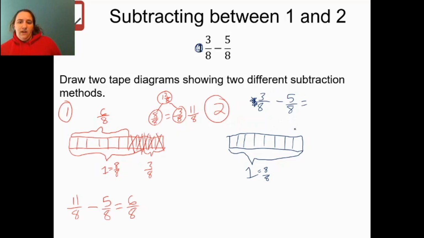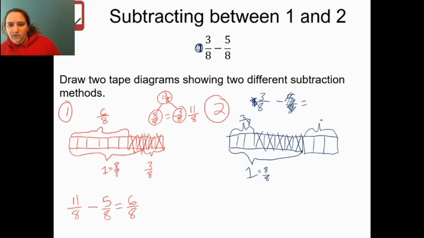Now I need to take away 5/8. So I'm going to scratch out 5/8. 1, 2, 3, 4, 5/8. All right, so I have 3 left over right here. 3/8. Well, now I've dealt with this, I need to add back in my 3/8. So I'm going to draw my 3/8 back over here. So this is 1, 2, 3. So this is 3/8. And 3 plus 3 gives us 6/8. So we can see here that we still end up with 6/8.